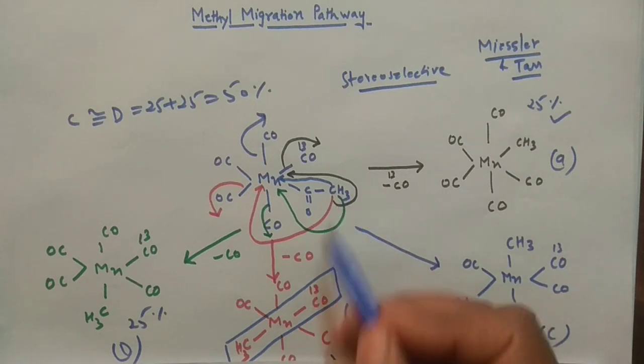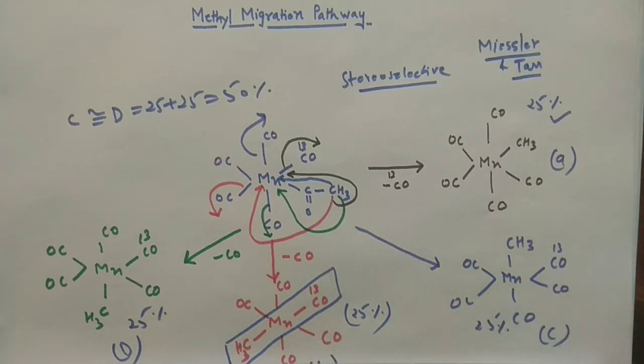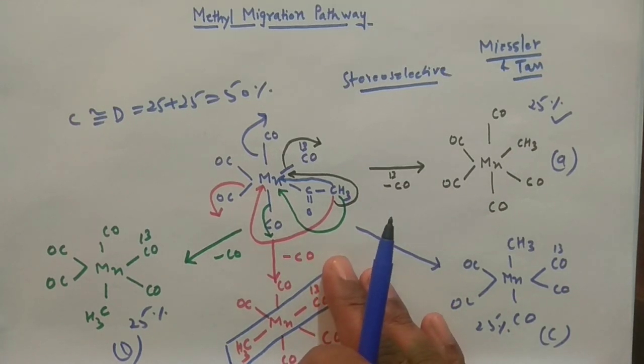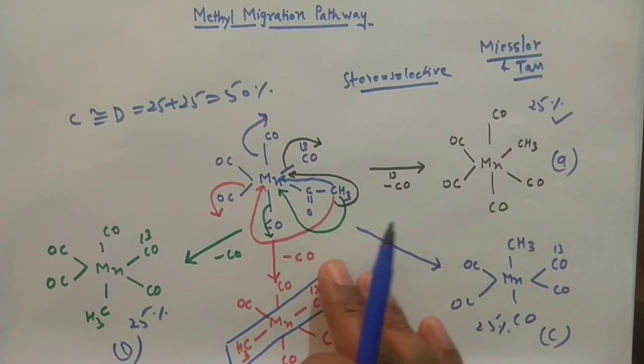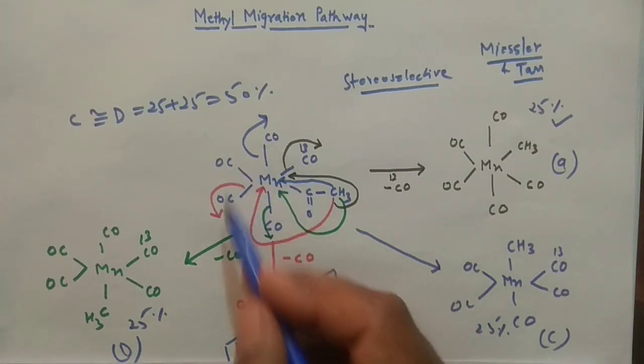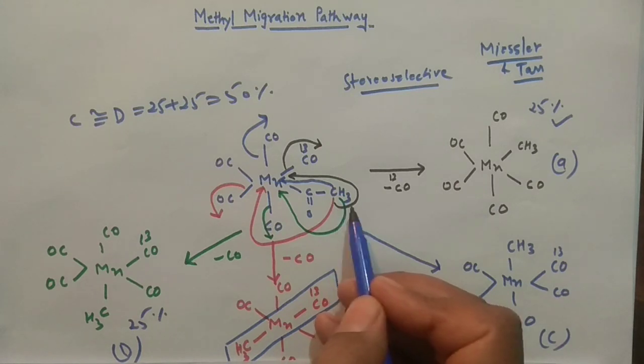This is the feature of the migratory insertion reaction. But basically when you do the stereochemistry of carbonylation, you will find that in this case the inversion of configuration takes place. Inversion means inversion of the entire molecule, not only, I'm not talking about this CH3 group.